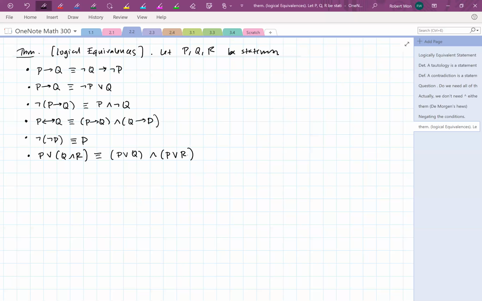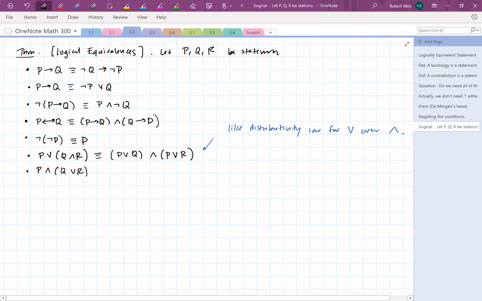Okay, so what this does is it tells you how or distributes over and in some way. This is like a distributivity law for or over and. Maybe I'll use the symbols. Okay, so we'd also want something for how you would distribute and over or. So this is the same thing as P and Q, or P and R.